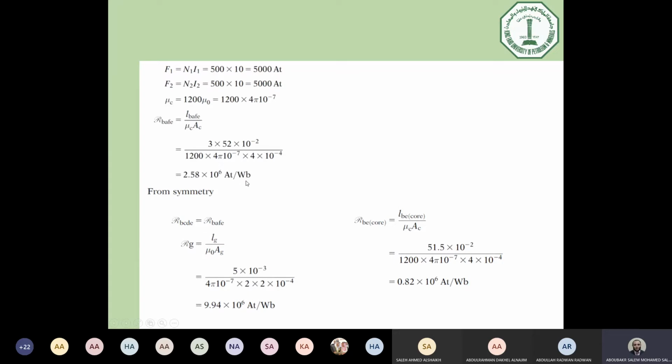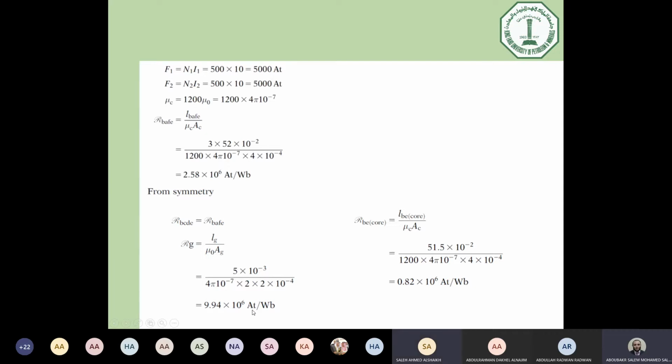Of course, for the right hand side, the reluctance will be the same because of the identical dimensions. So we expect to have BCDE reluctance equal to BAFE reluctance. Regarding the air gap reluctance, it's nothing but LG divided by mu node AG. LG is given as 5 millimeters, so 5 multiplied by 10 to power minus 3, divided by mu node, which is 4 pi by 10 to power minus 7, multiplied by the area, which is the same, 4 multiplied by 10 to power minus 4. So this is the value of the reluctance of the air gap.